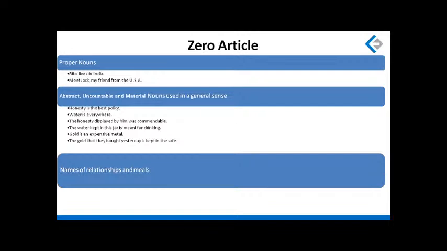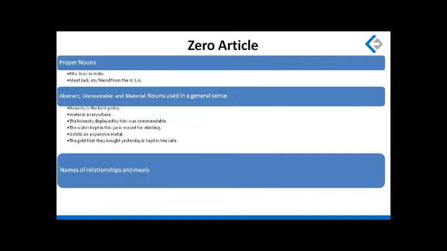Second example: abstract, uncountable and material nouns when they are used in a general sense. Saying "Honesty is the best policy", not "the honesty", the article is not required. "Water is everywhere", not "the water is everywhere". That would be wrong. "The honesty displayed by him was commendable."